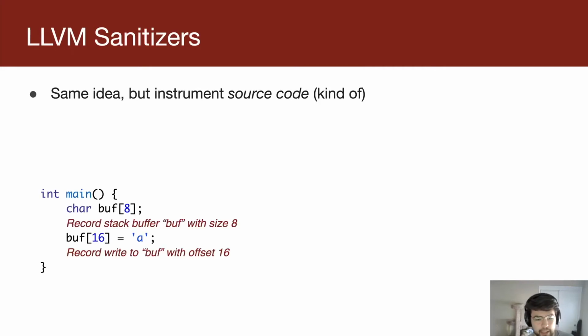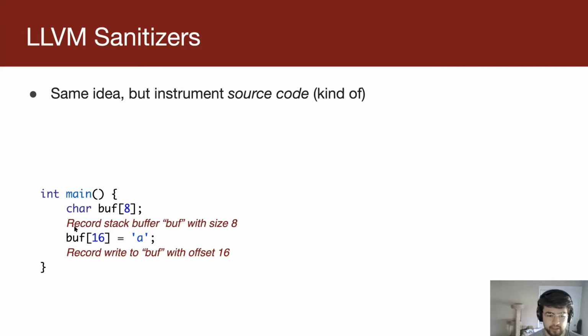But if you have code like this, which is a stack-based buffer overflow. Here we're allocating some memory on the stack, size 8, and we're going past that. There's no information in the assembly that will say, oh, you have a buffer of size 8 here. And so Valgrind will miss this completely. But if you do this with LLVM, because it's instrumenting the source code, it can actually see in the source code you are creating a stack buffer here.